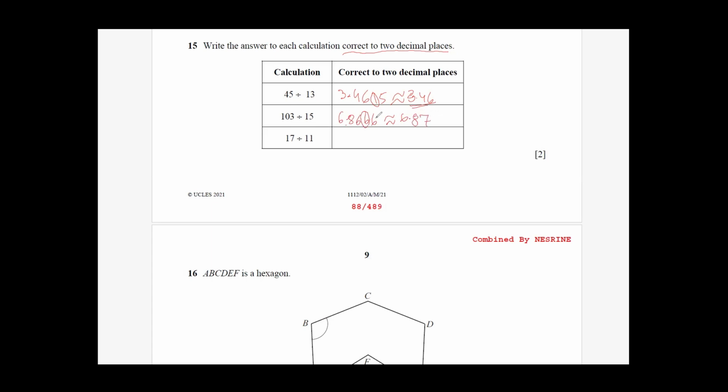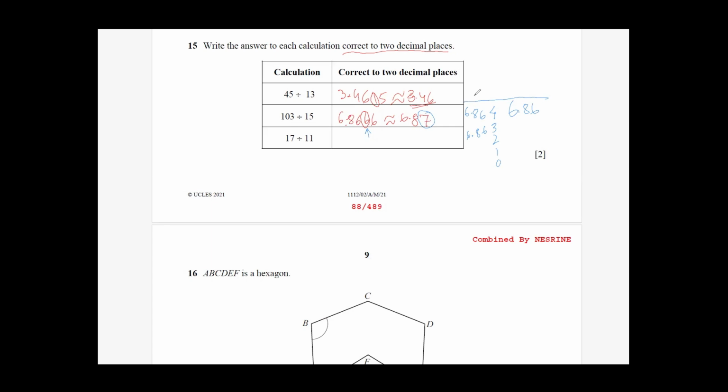That means the second digit has been raised by 1 because the third digit is greater than 5. If this digit is 4, 3, 2, 1 or 0, then it would have been 6.86. In all these cases, it would have been rounded off to 6.86. But since the third digit is greater than 5, it would be rounded up to the next digit.